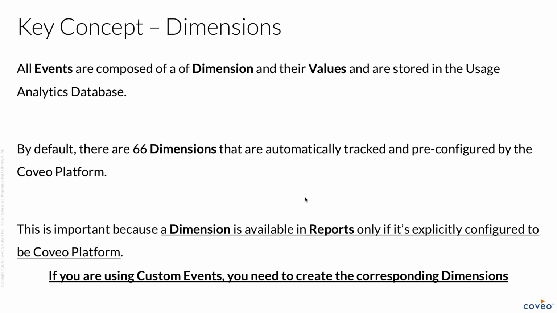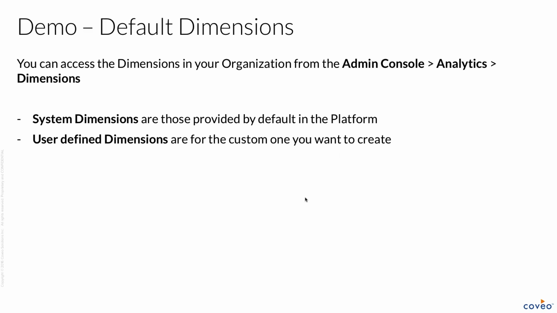What's very important to understand at this stage is to distinguish between a dimension that is available in reports and a dimension that is available inside the Coveo usage analytics database. And what I mean by this is, once again, a trap that we see a lot in Coveo support: in order to be available in a report, a dimension must be declared as such. So what do I mean by being declared? Let's go and see this by looking at the dimension table.